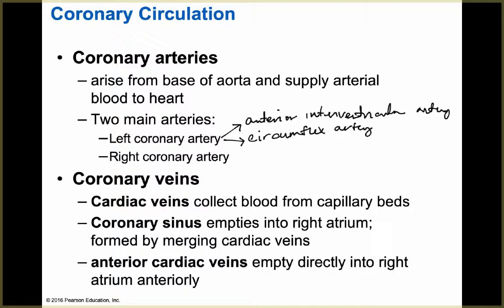The right coronary artery supplies the right atrium and most of the right ventricle. So you can think this one is mostly focused on the right, and it branches as well into the right marginal artery. I'm just going to put A there, and the posterior ventricular artery.